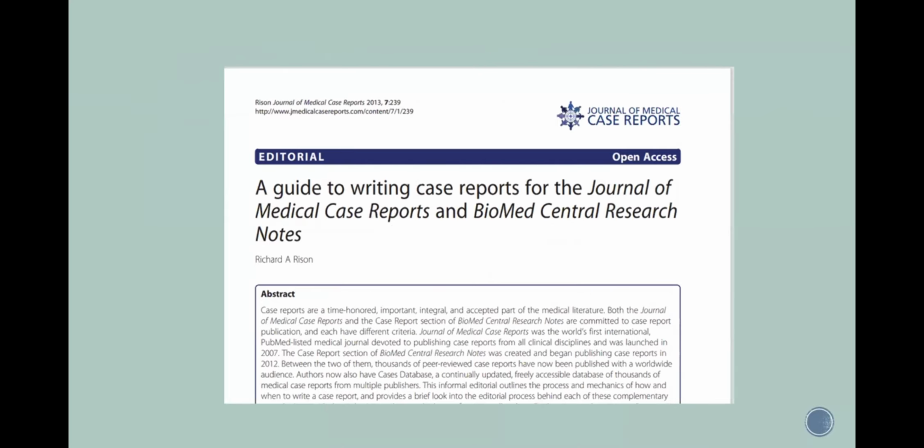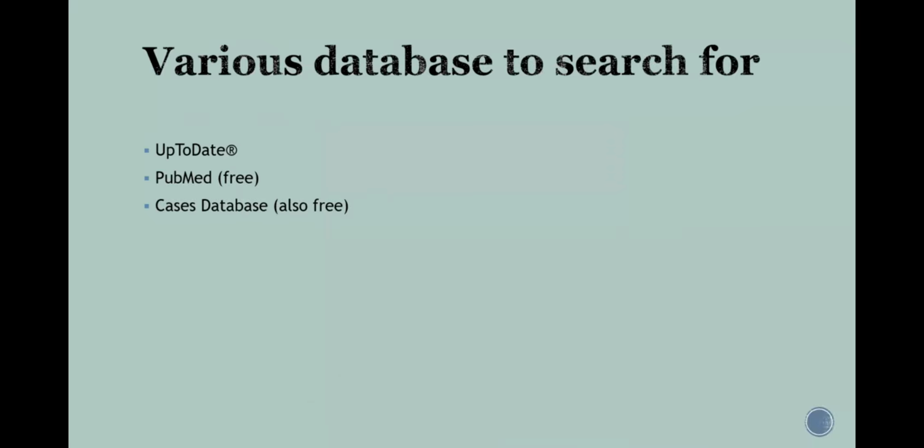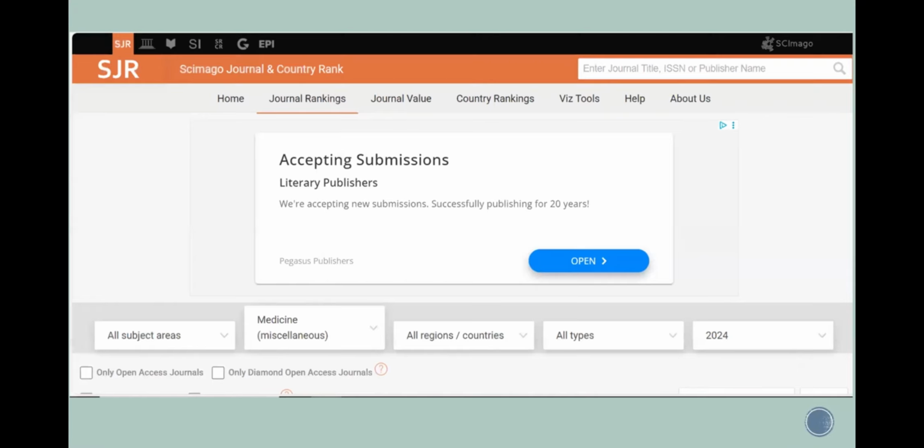So this is one of the journals, its name is Journal of Medical Case Reports. I have published in that also. For me, it was one of the journals where I published in my initial time. And then these are the databases to search, to check that your case report is really novel and not a repetition of an already known thing. So UpToDate, PubMed, and a cases database. So these three you should search.